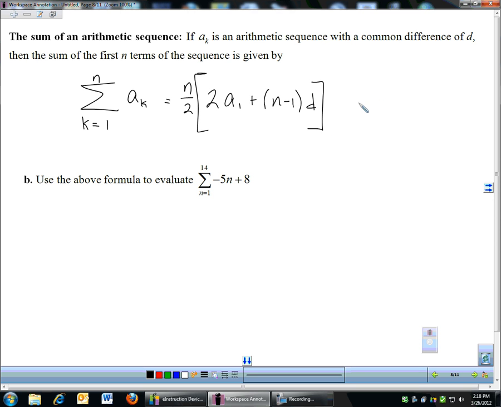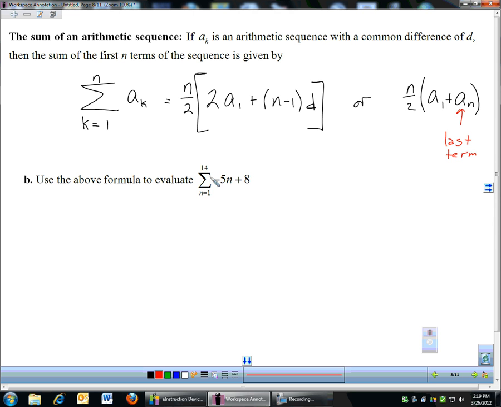That's one formula. Or it equals, and this one's a lot cleaner, but we usually don't have the last term, n over 2 times a sub 1 plus your last term. So we could use this one. For the first, you need the number of terms, your first term, and the common difference. For this one you need the number of terms, the first term, and the last term. And we usually don't have the last term, so I usually don't use this formula. A sub n is the last term.